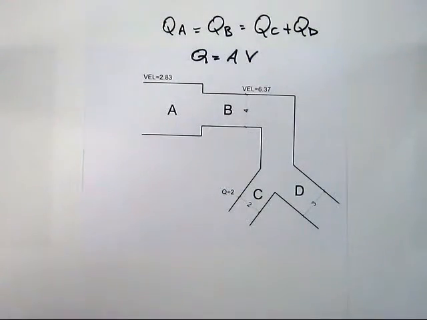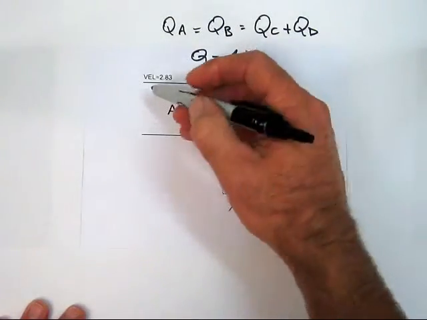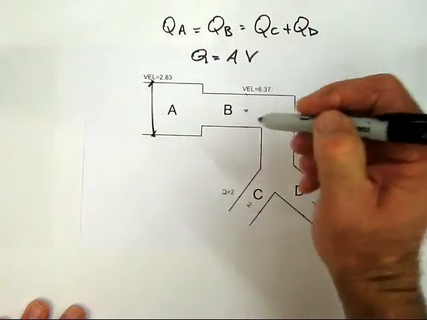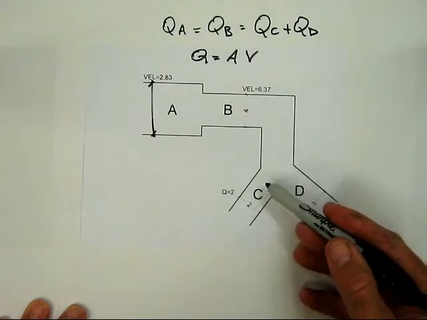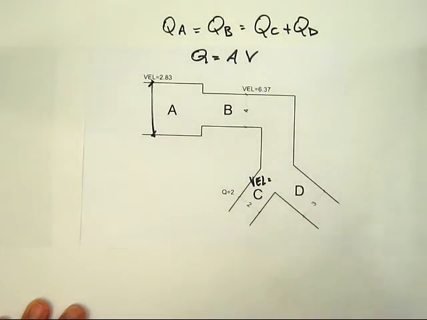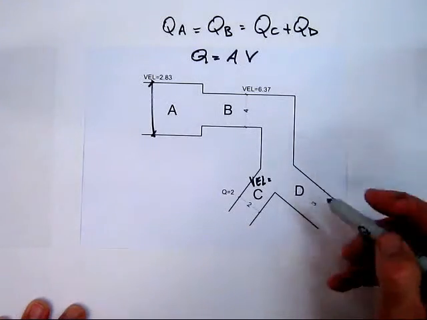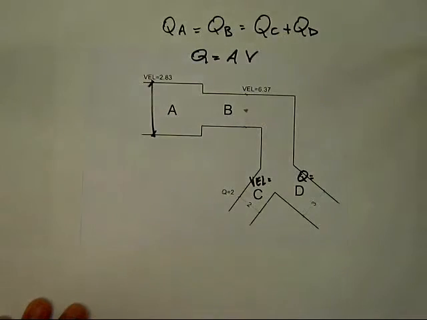Given this information in the diagram, we are asked to find the diameter at A, which is this dimension across here. We're asked to find the velocity at C, so we can write VC for velocity, and we're asked to find the flow at D, so we need to find the flow rate at D.